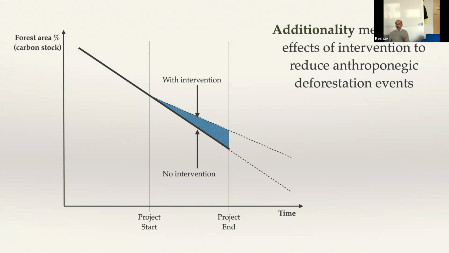That's like the top right corner went away. But with the intervention, maybe you still had some trees cut, but fewer. The rate was lower. And so the shaded triangle is basically the additionality that you should get. This is what you should get benefits for. This is what you get credits for. So that's additionality, basically, and shown in this way.